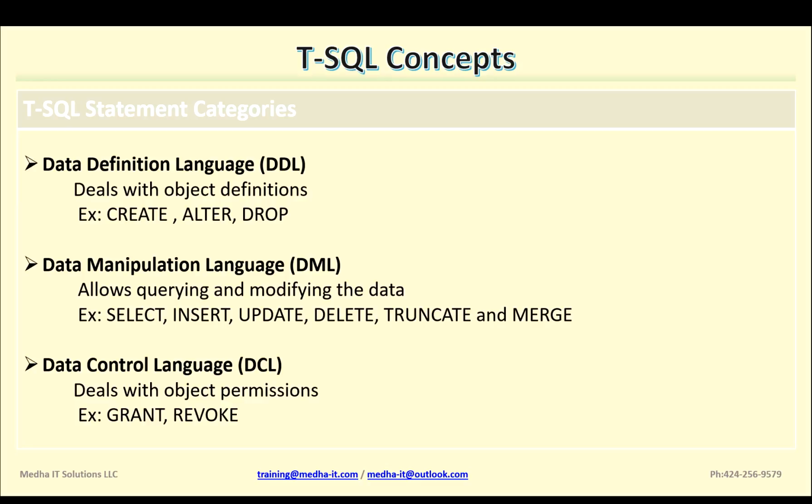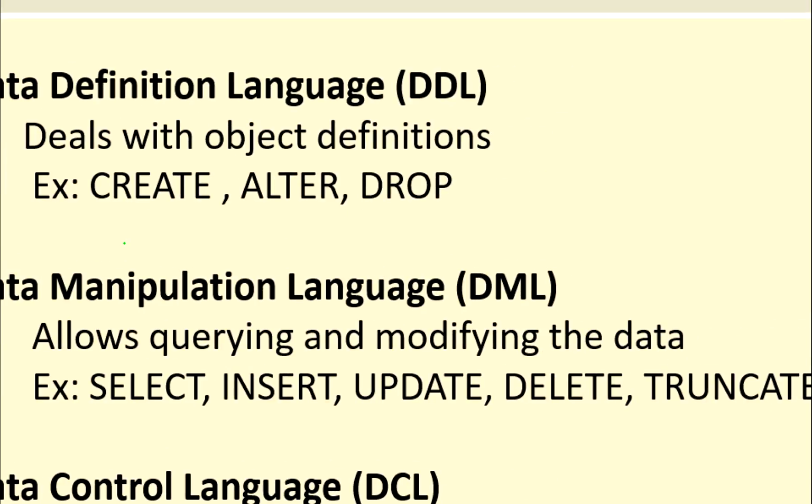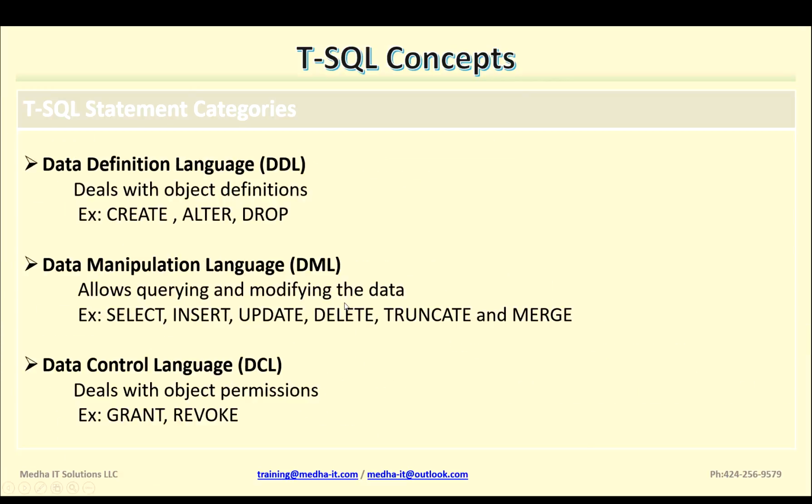Data manipulation language statements are used to modify the data. Data is important here. Data definition language is to modify the definitions, whereas data manipulation language is to modify the data. Statements like select, insert, update, delete, truncate and merge are all used to work with the data. That means to insert the data, to update the data, to delete the data, or maybe select the data as well. All these fall under data manipulation language.